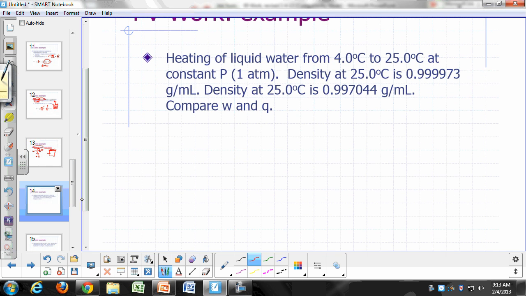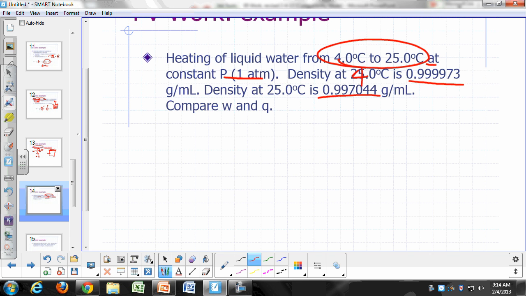How about this one? Let's say you heat water from 4 degrees to 25 degrees Celsius at a constant pressure of 1 atmosphere. If you look up the density of water from the CRC handbook, it's most dense at 4 degrees Celsius. At 4 degrees Celsius, it's 0.999973 grams per mil. At 25 degrees Celsius, it's 0.997044 grams per mil.